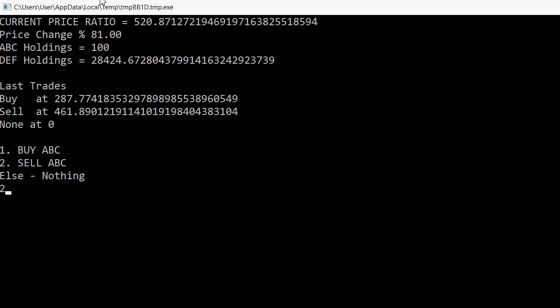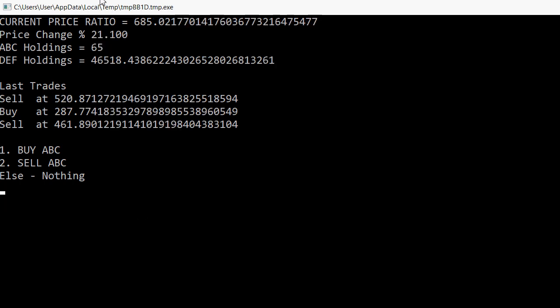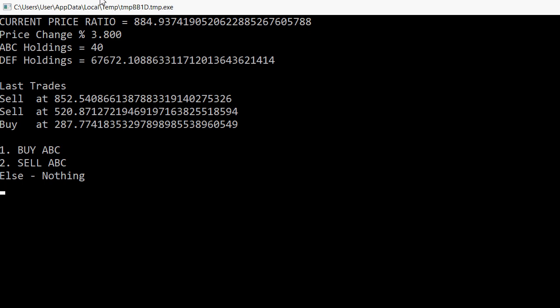So we can sell again with the 80% gain, maybe sell 35 of them and add 18,000 of them. So our last trade's at 520. 720, not bad. I want a bit higher, and I didn't get it. There's a bit higher there, but I want even more than that. 852. So we have 65. Maybe I'll sell 25 of them, get 21,000 of them. So now I got 40 ABC and 67,000 of the DEF. Price at 852 for last trade.